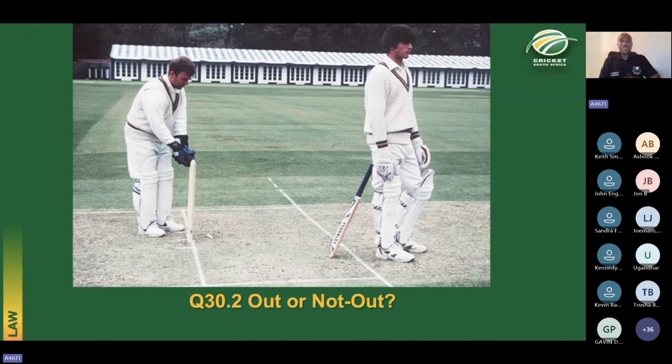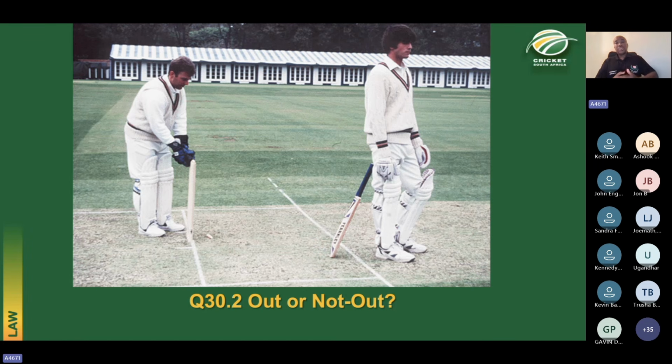30.2, batter is resting his bat on his hamstring. The bat is grounded in his crease, but the body is out of the crease. Wicket keeper sees this, puts the wicket down fairly. Is this out or not out? This is out. Why? Because the bat is only considered part of the batter if it is held in the hand. In this scenario, it is not held in the hand. It is resting on the hamstring.